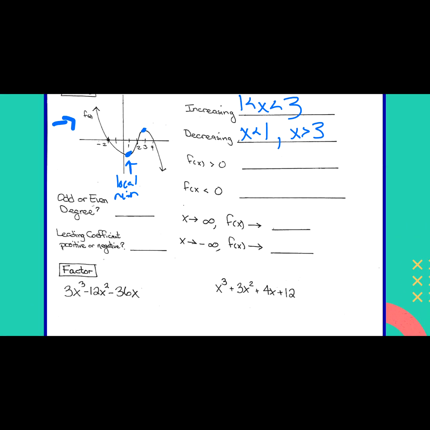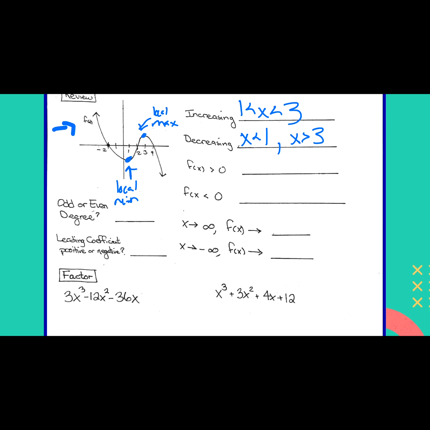If that's a local min, what do you think this is? Local max. Good guess, actually, but it's a local max. So we would just call that our local minimum and local maximum, kind of as a side note, but that's good vocabulary to know.